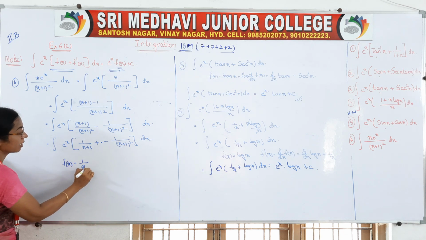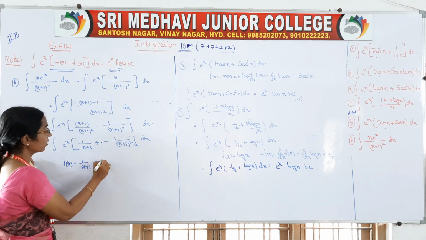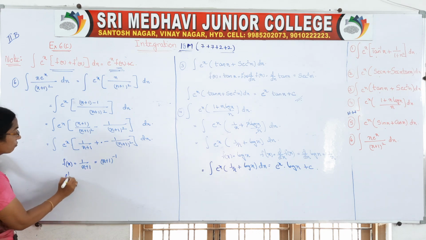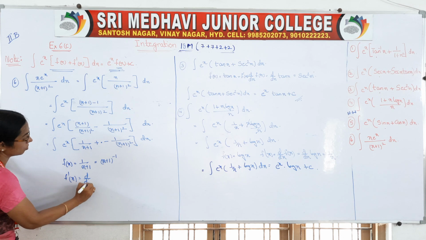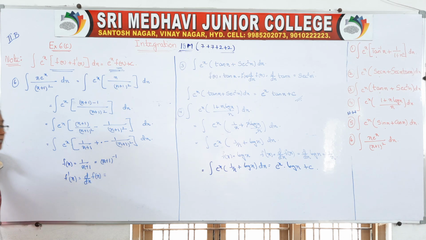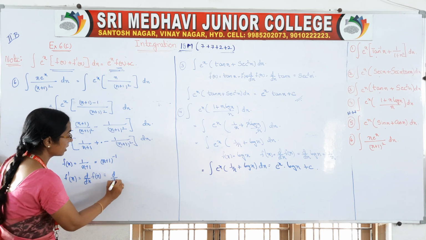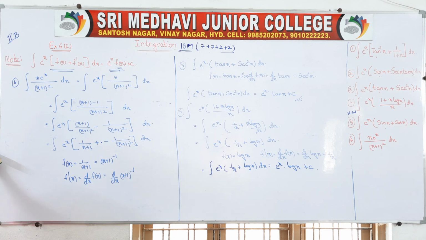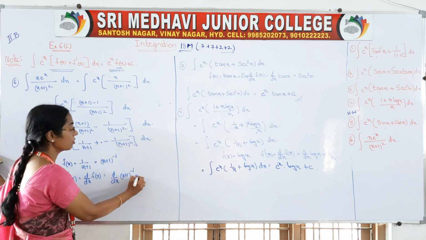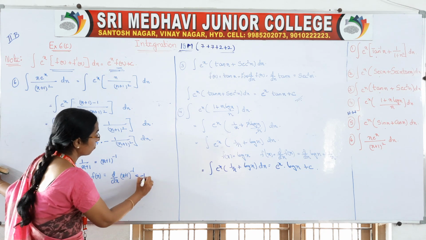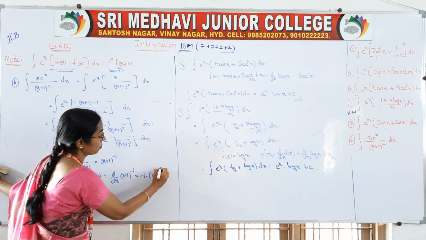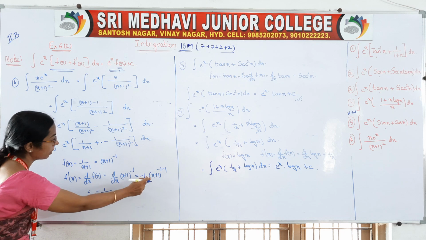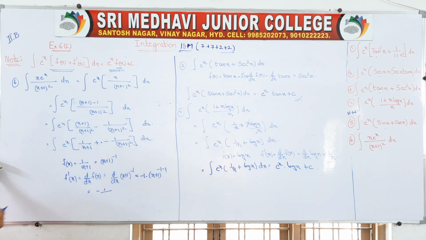what is your f(x)? It is equal to 1/(x+1). So we can write (x+1)^-1. You find out f'(x). f'(x) is equal to d/dx of f(x). So it is d/dx of (x+1)^-1. So d/dx of x^n is, what is the value? n into x^(n-1). So -1 into (x+1)^(-1-1), which is equal to -1/(x+1)². The power comes downwards.